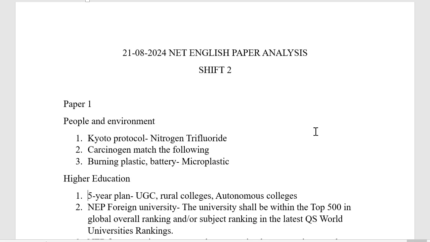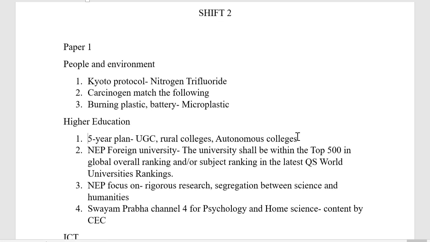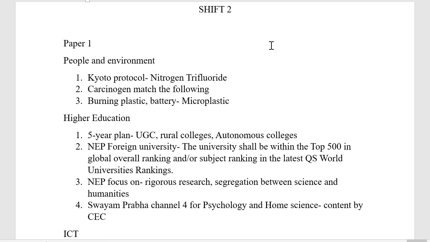Overall, the standard of the Paper 1 question paper was moderate to easy. If you take the people and environment section, it was all easy questions. If you could answer previous year questions, like nitrogen trifluoride or macroplastic dioxin, etc., those points you could have easily remembered. And carcinogens, mutagens, these are all just general knowledge things. So people and environment was on the easy side.